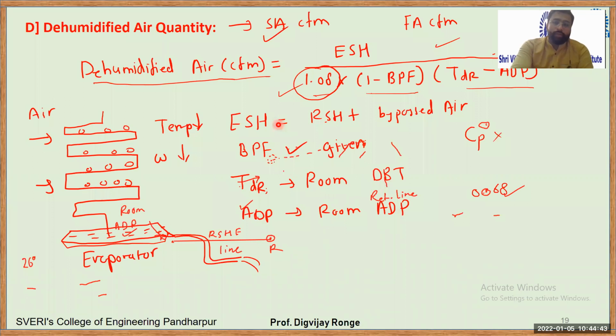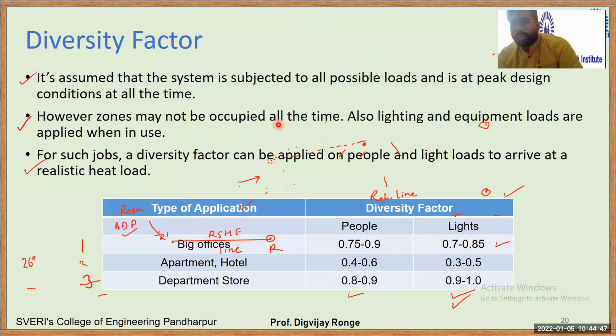So this will be required while solving the numericals. We'll see at that time. And the last theory part of this chapter is diversity factor, right? So what is the diversity factor? I will give you some hint. Whenever we are designing a system, right?